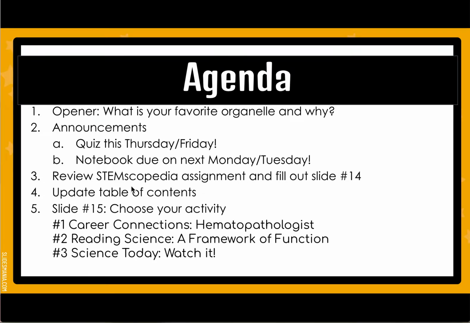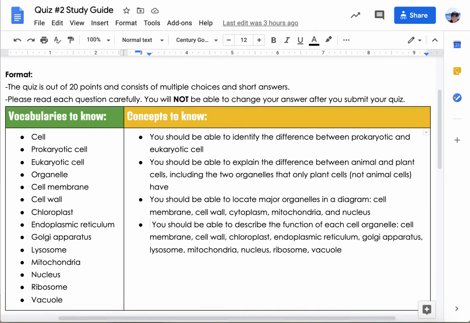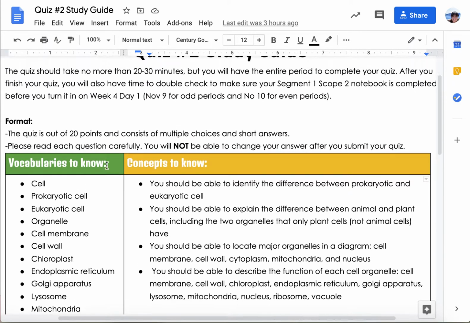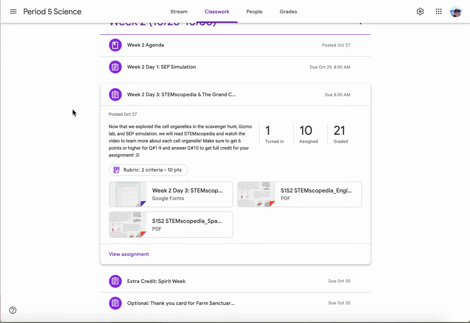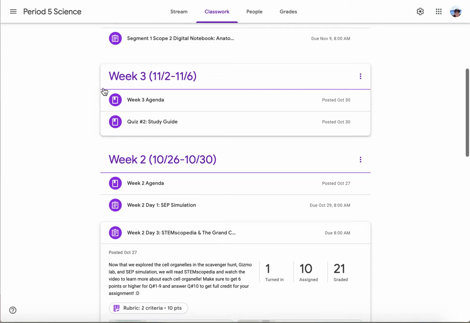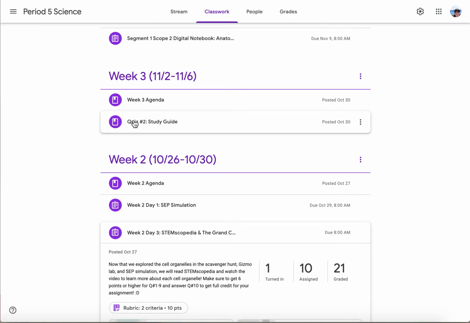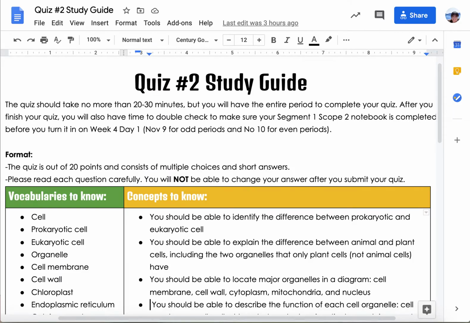I'm going to go over your study guide for your quiz first, and then I'm going to go over your STEMscopedia assignment and give you some time to fill out slide 14. Now, your study guide is also posted in your Google Classroom. You can find your study guide in week 3, quiz number 2 study guide right here.